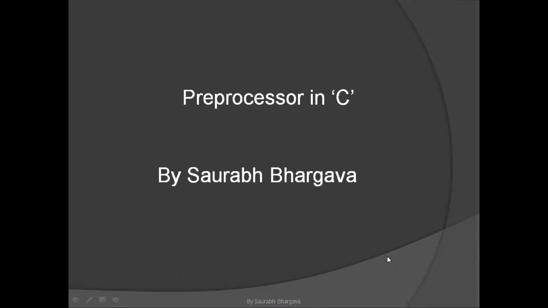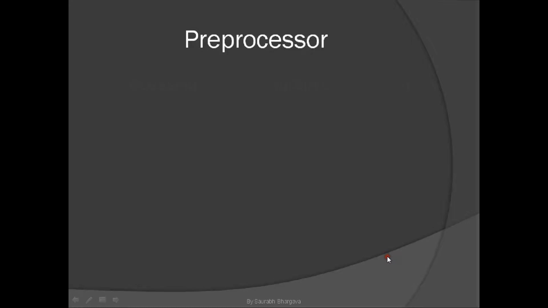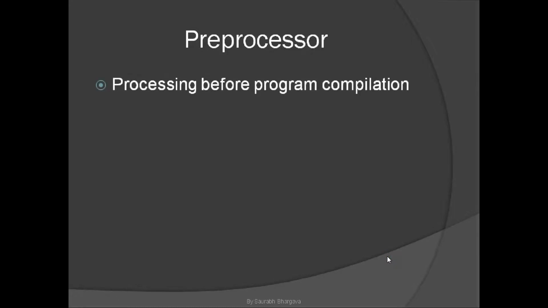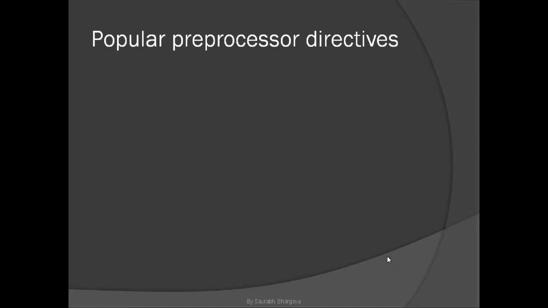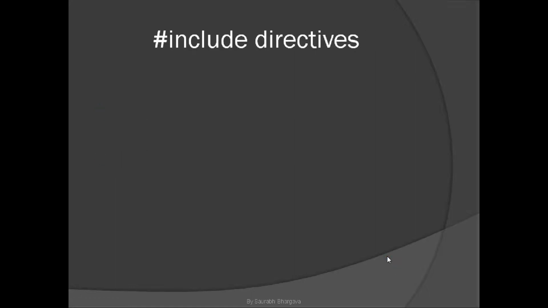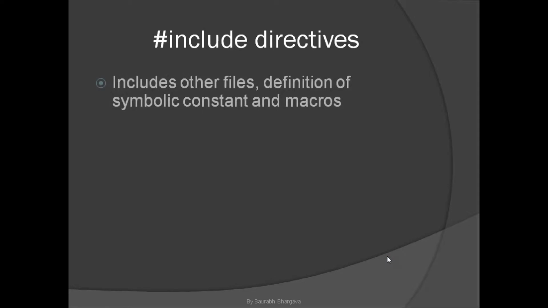Preprocessor directives are processed by the preprocessor before program compilation. It is represented by hash. Popular preprocessor directives are #include and #define. #include includes the file or libraries in the current program, and #define replaces the identifier with the replacement text. #include directives include other files, definitions of symbolic constants and macros.